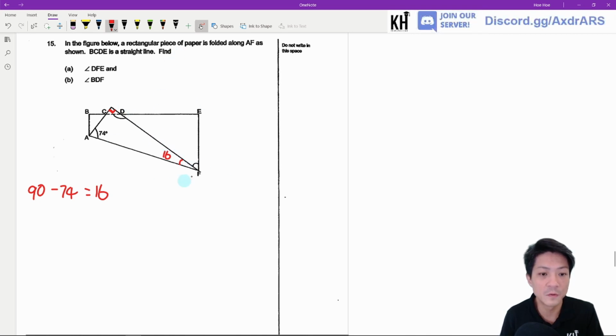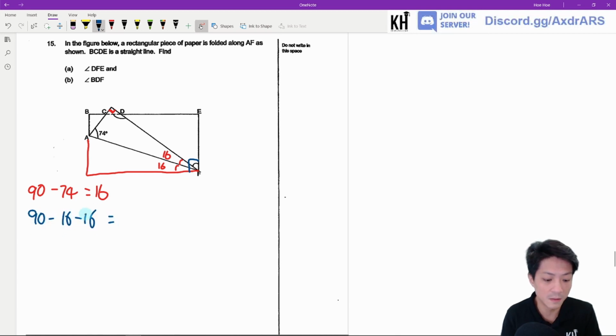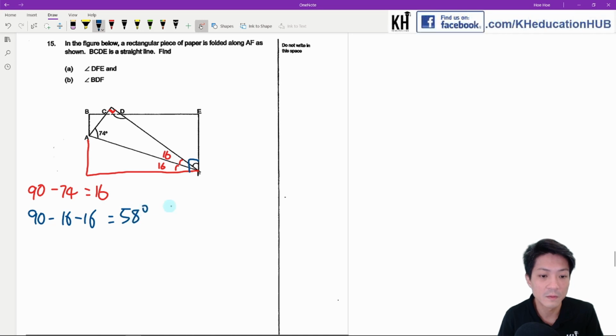Okay, and remember, if you fold it backwards, right, it will go back here. And this will also be 16. Okay, and remember, this is a rectangle, so here is 90. Okay, so to find the first answer, I just need to use 90 minus 16 minus 16, which is 90 minus 32. That's gonna give me 58 degree.